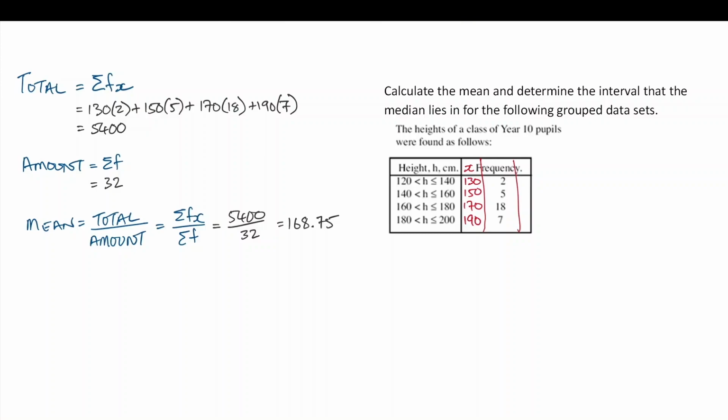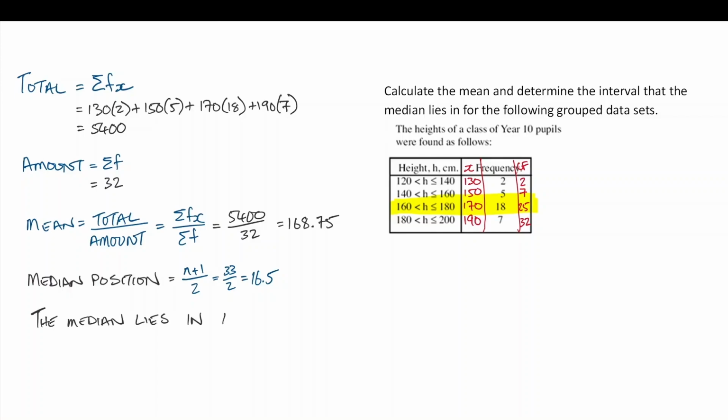To find the group the median lies in, I need to find the median position. We need to know how many values we're working with altogether. We already found a total frequency of 32. So the median position is going to come from 32 plus 1 divided by 2. That's the 16.5th position. That is going to happen in the third group. I know this because that is the first group whose cumulative frequency is above 16.5. Okay, so just to finish off with a sentence, the median lies in the interval 160 to 180.